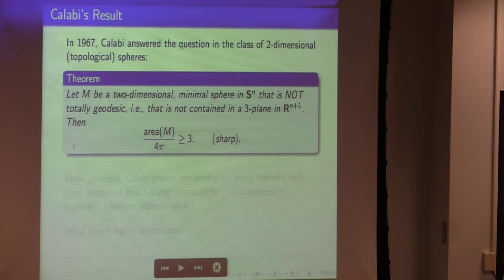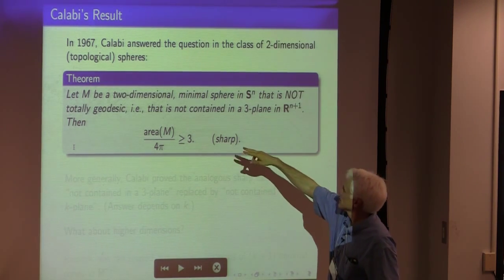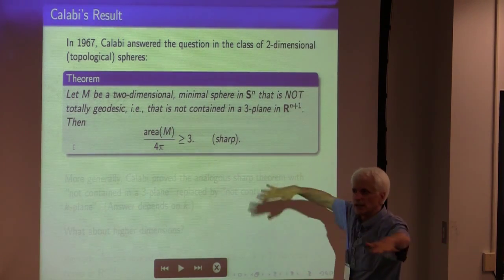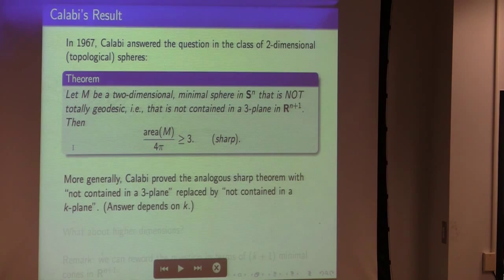You notice I stated the hypothesis in two ways. I said let M be a two-dimensional sphere that's not totally geodesic, or equivalently, not contained in a linear 3-space. The reason I said that is because Gene went on to answer a much more general question, replacing not contained in a 3-plane by not contained in a k-plane. So fix some k, like 5 or 7, look at minimal 2-spheres in Sn that are not contained in any k-plane, and ask what's the least area among those. Again, Gene gave the sharp answer in that same paper. Really beautiful result.